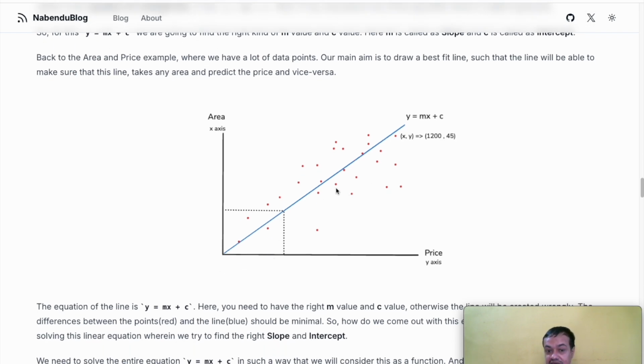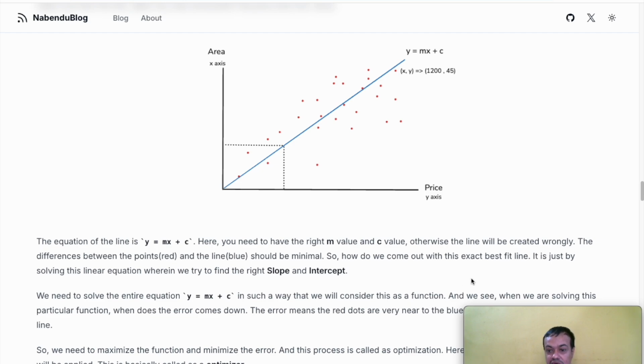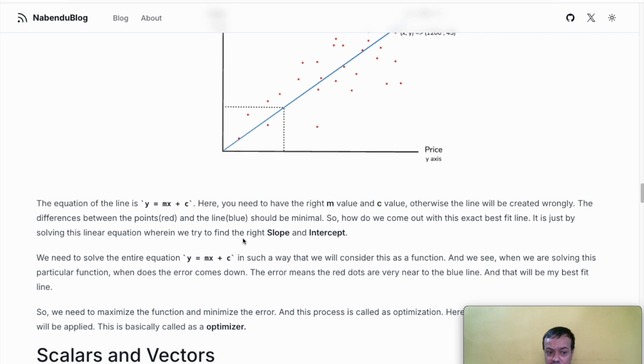This dot which you see should be very close to the line. For the equation of the line, y equal to mx plus c, we need to have the right m value and c value, otherwise the line will be created wrongly. So this is what data science is all about: to create this line so that if I give the area, I can predict the price. If I give the price here, it should be close to this point.